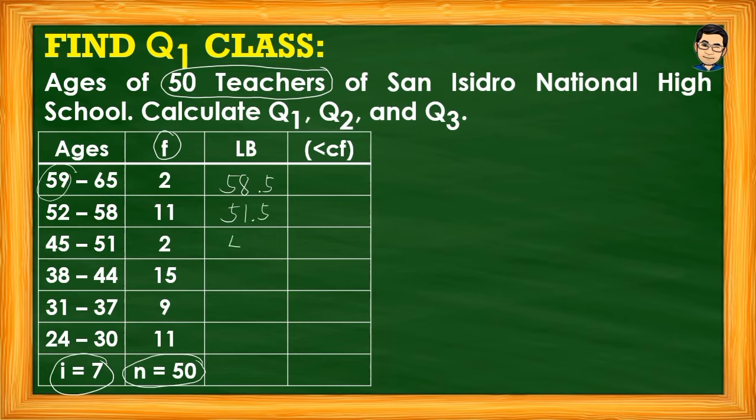Minus 7, 44.5. Again, minus 7, 37.5. And minus 7 again, we have 30.5. And then 23.5.